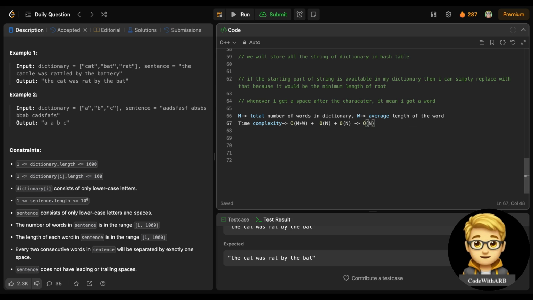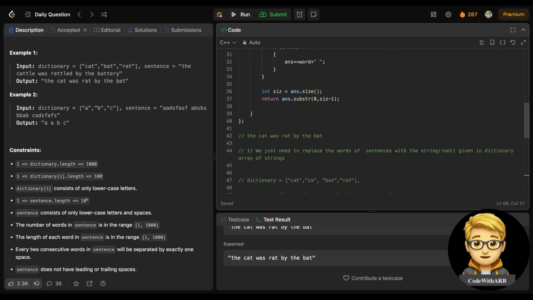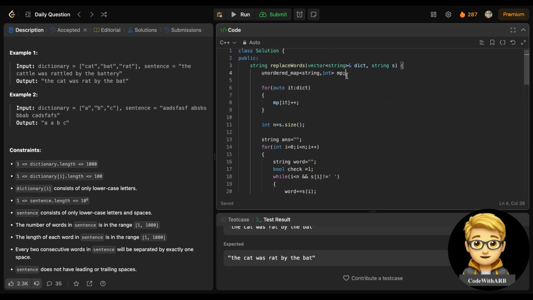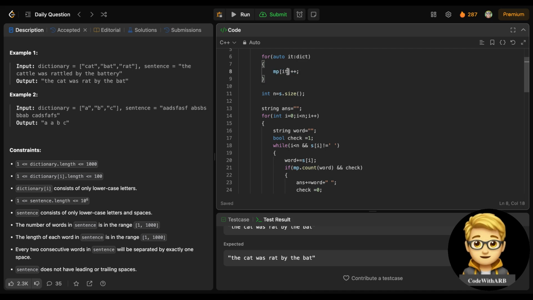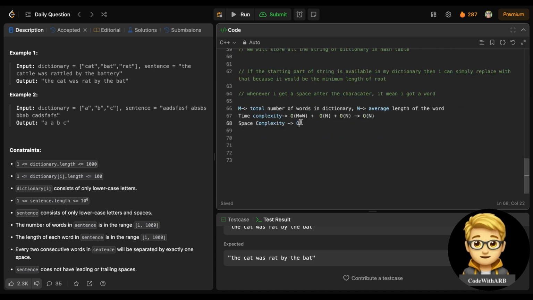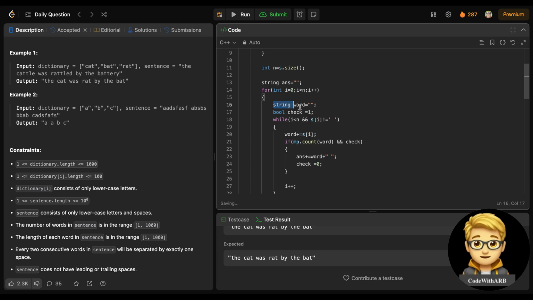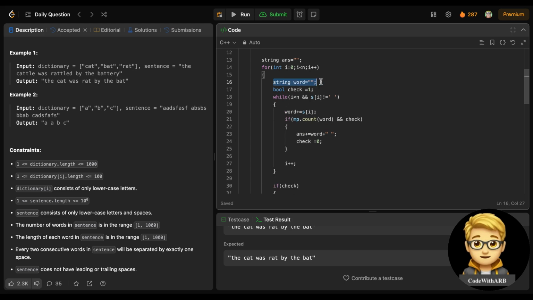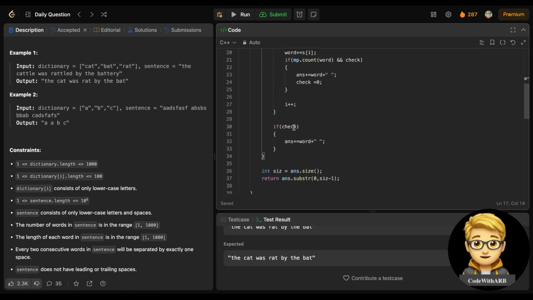And now, what would be the space complexity? I have taken an unordered map, right? That will store all the words with their lengths. So that would be O of M into W. Now I am taking an extra word for each word. You can take that or you can leave it, there's no problem, because the overall complexity would not be affected so much.